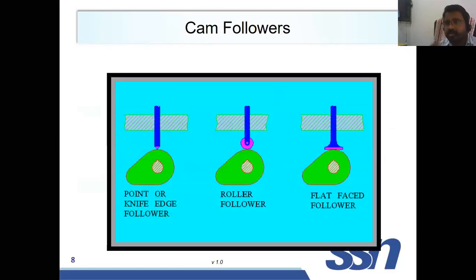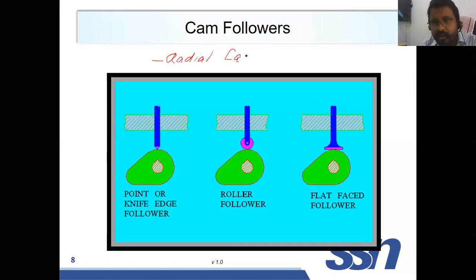So these are the kinds of followers that are used. What is the type of cam I'm showing in the diagram? I'm showing 3 diagrams. What is the type of cam used here? Sir, knife edge, the first one. Radial cam. I'm asking about the cam. So all these are what? Radial cam. Radial cam, yeah.